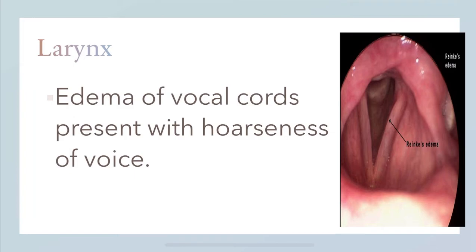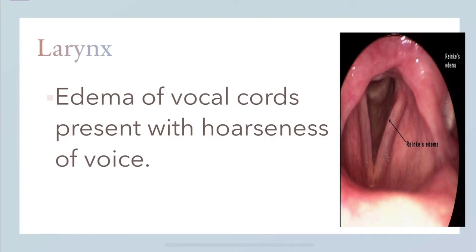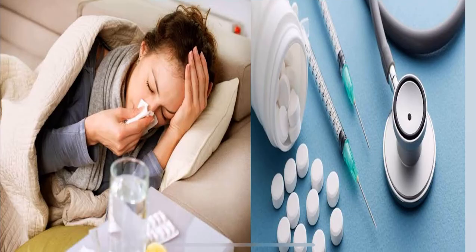Hoarseness results when there is a fluctuation, any alteration in the intensity of the vibrations. Whenever there are changes in the intensity or the frequency of the sound waves, it will result in hoarseness of the voice. Why is this hoarseness being produced? It is because of the edema of the vocal cords, which are responsible for the production of sound. Whenever there is edema, it will result in hoarseness of the voice.